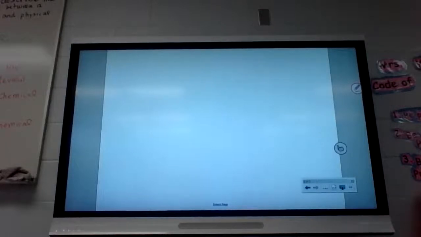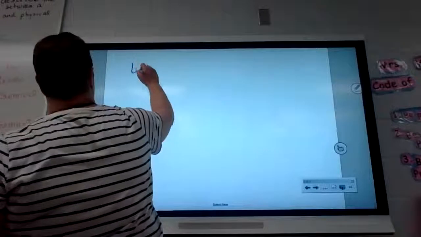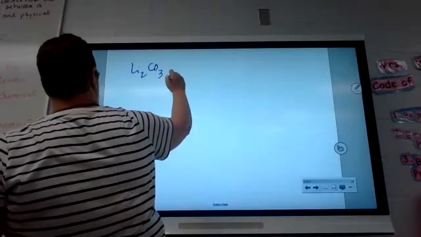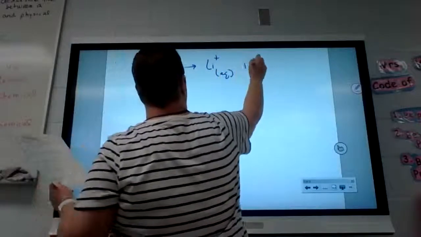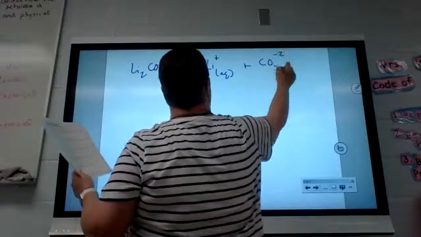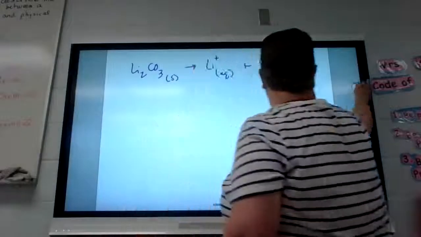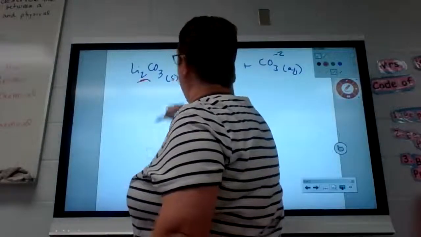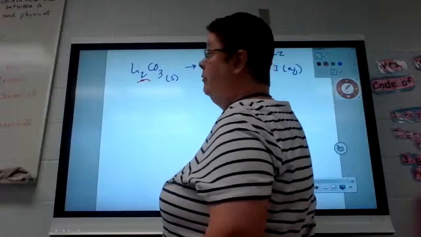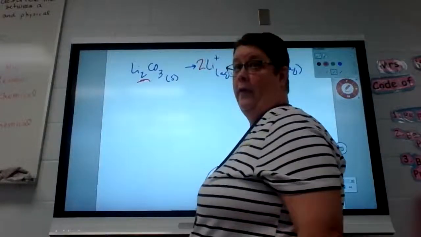All right, so when you write the equation, first of all, is it balanced? Li2CO3 is a solid, goes to Li aqueous plus CO3 -2 aqueous. Is it balanced? No. You got how many Li's right there? 2. And you got how many Li's there? So we're going to put a 2 there. Are we good on that?